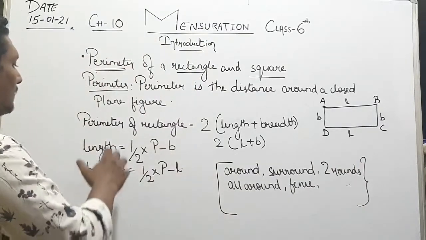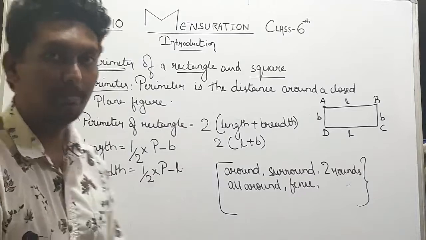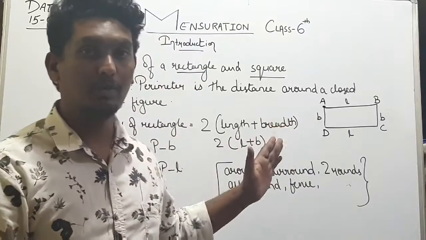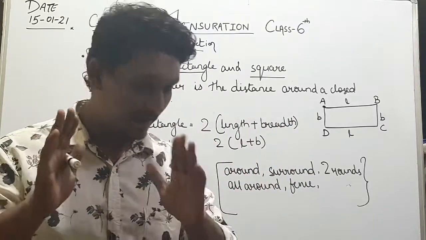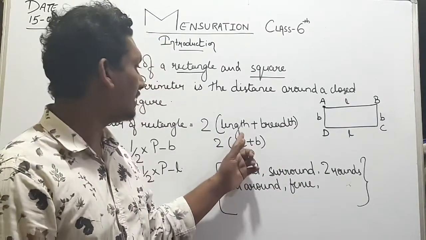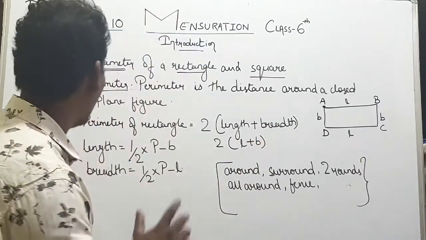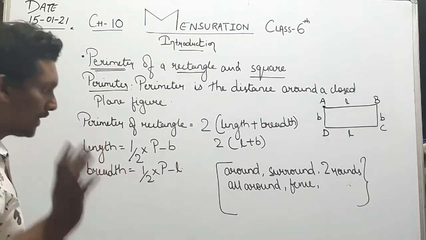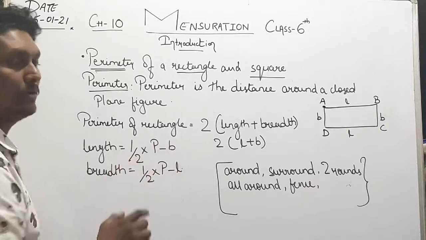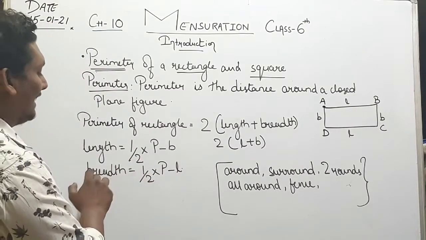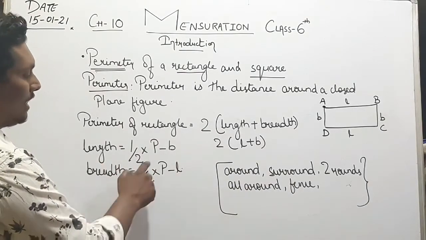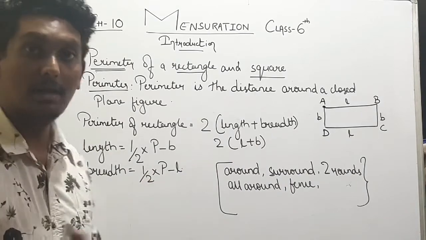There is a formula for the perimeter of rectangle, that is 2 into length plus breadth. This formula you have to learn by heart. In short you can write it as 2 into (L plus B), where L stands for length and B stands for breadth. If the question is to find the length, half of P, meaning perimeter, minus breadth. If you have to find breadth, half of P minus length.